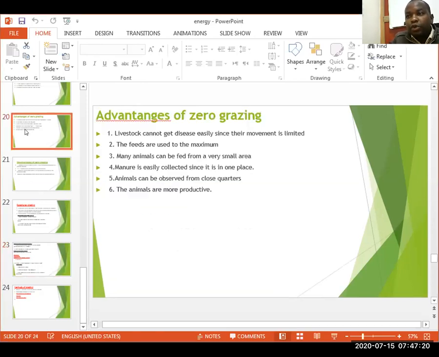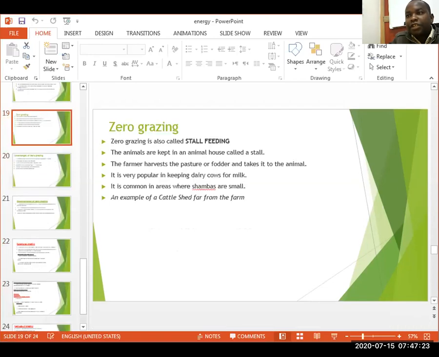Then now we move to another method of grazing known as zero grazing. Zero grazing is also called stall feeding. It is one of the three methods of grazing, and it is the most expensive method of grazing due to some reasons that we're going to look at as we move on. Animals are kept in an animal house called a stall. The farmer harvests the pasture or fodder and takes it to the animal.